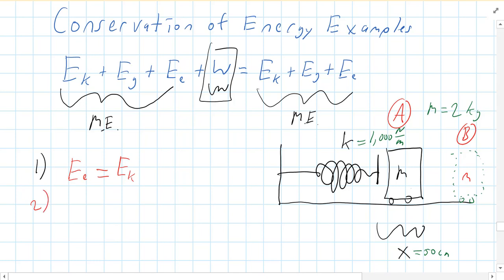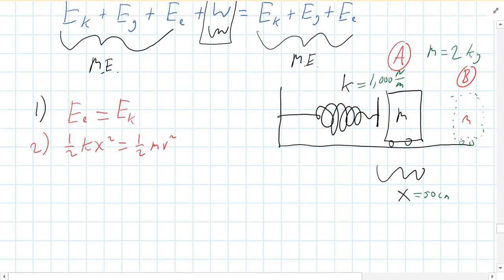Step two is putting in the equations for each one. So for elastic potential energy, it's 1/2 kx squared. And for kinetic energy, it's 1/2 mv squared. And then the third step is always subbing in your numerical values.